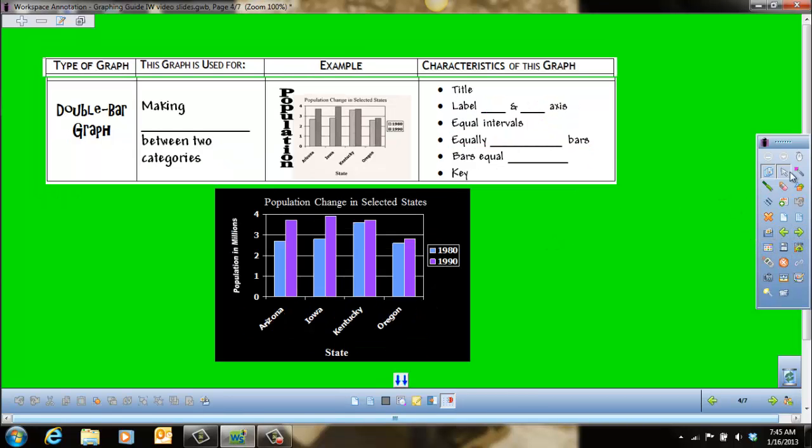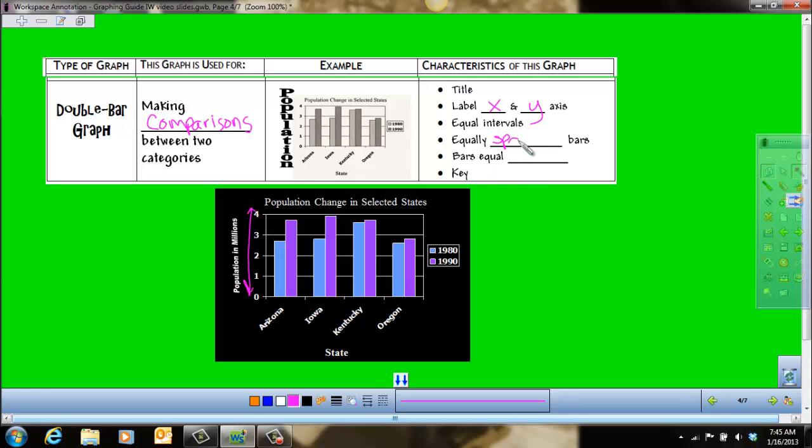The next one we're going to talk about is a double bar graph, and it's the same as a bar graph except we're going to make comparisons between 2 categories. So you're going to compare not only just one thing around each one. In this example, states, you're going to compare 2 things in each state. So the first thing you need is a title. You need to label your x and your y axes. Again, you need equal intervals going up. If this is going to go up by 1s over here, it has to go up by 1s every time. You want to have equally spaced bars.